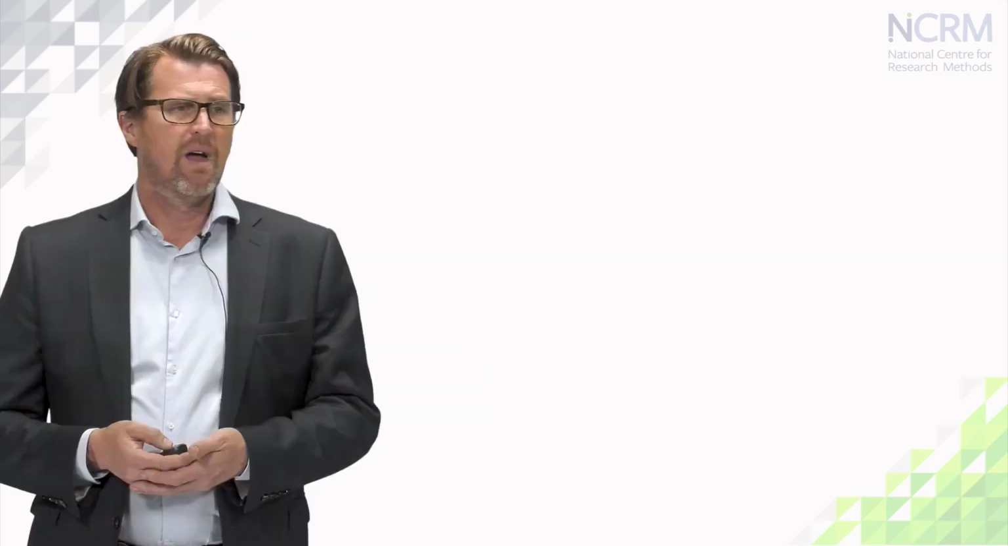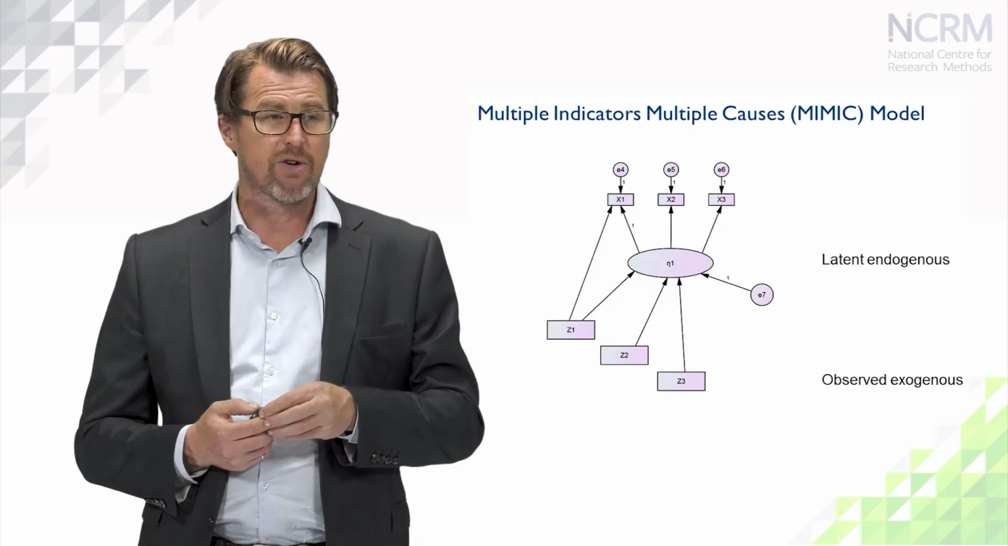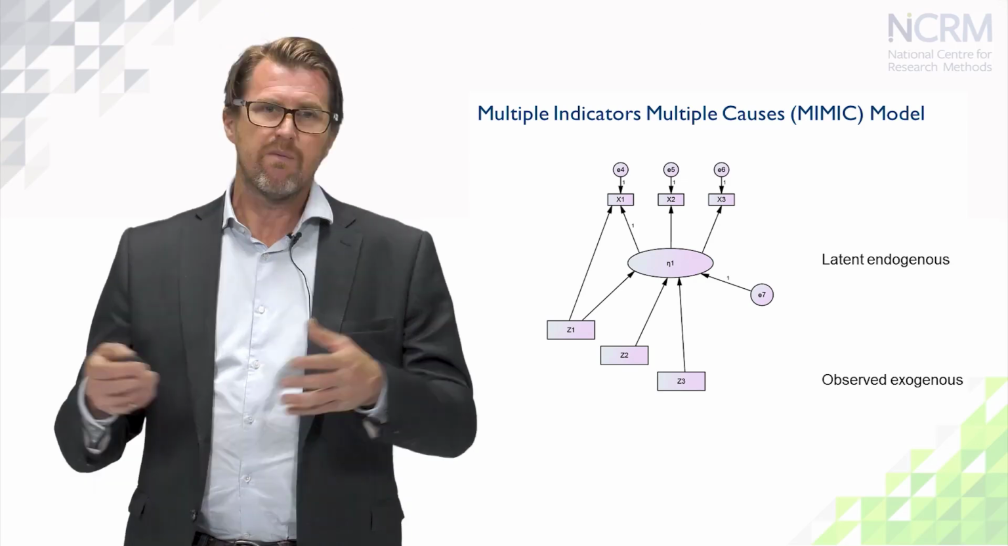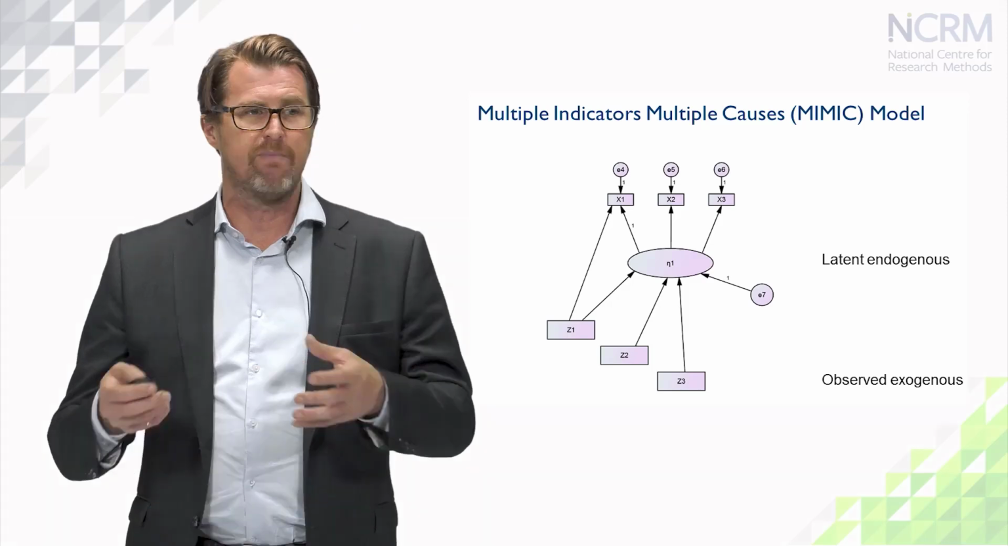Another kind of model that we can fit as a structural equation model is what's referred to as a multiple indicators, multiple causes model. There are a couple of things to note about this. You can see we have one latent endogenous variable, that's eta 1, but the predictor variables in this model are just observed variables. They're not latent. So something to note there is that a structural equation model does not have to comprise solely of latent variables. It can be a mix of both directly observed and latent variables.